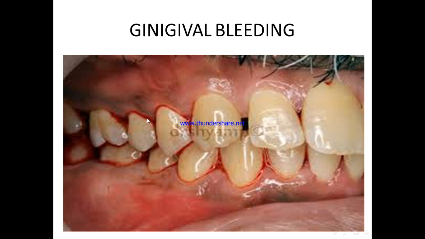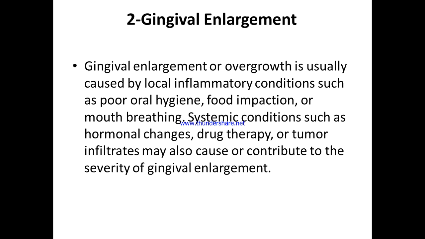This is very clear gingival bleeding, chronic gingival bleeding, so we should differentiate the cause, and we should know all the causes that may cause gingival bleeding to differentiate it from the leukemias. Gingival enlargement: there will be gingival hyperplasia, usually caused by local inflammatory conditions due to poor oral hygiene, food impaction, or mouth breathing. Systemic conditions such as hormonal changes, drug therapy, or tumor infiltrates also may produce or increase the severity of the gingival hypertrophy.